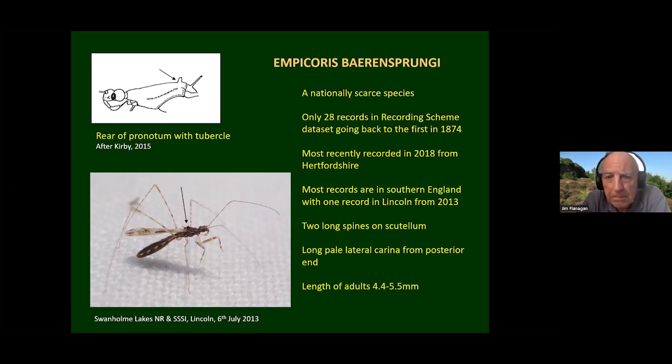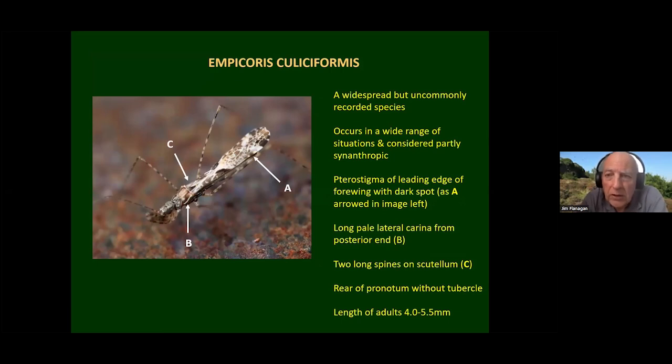So that's bearenspringi. Next one is Empicorus culiciformis. This is quite widespread, but not as commonly recorded as vagabundus. And again, it occurs in a wide range of situations, and even is considered partly synanthropic, which means that it can be found around human habitation, and it's certainly quite varied in its preferences of occurrence.